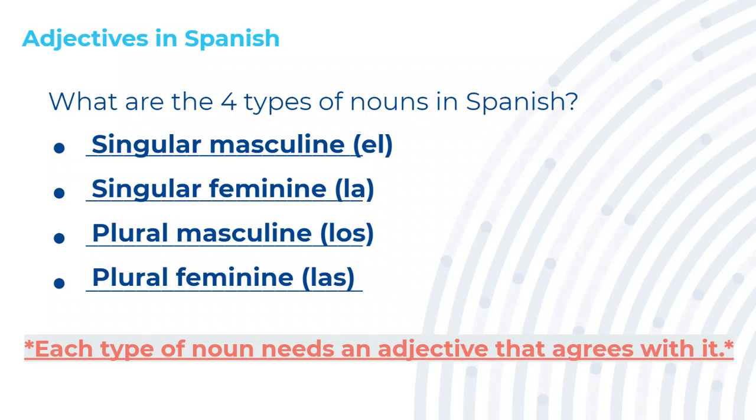If you look at the end here, the el, if you ever see a noun with el in front of it, that tells you that it is singular and masculine. And same with la, los, and las. Now, why is it important that you know what kind of noun you have? Because every kind of noun needs an adjective that agrees with it. So if you have a singular masculine noun, you need a singular masculine adjective.